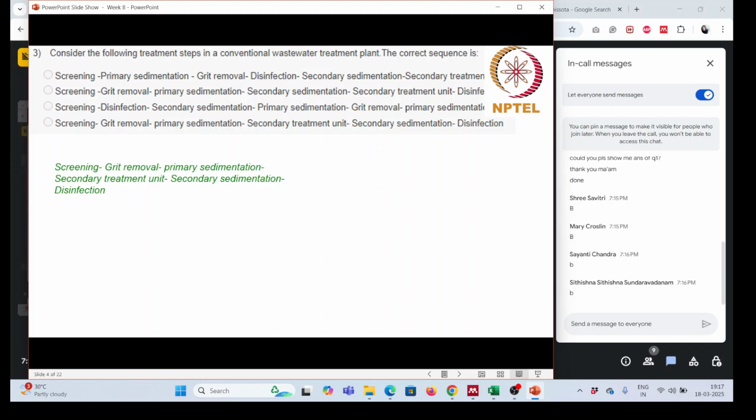So after secondary treatment, what happens? There are always some more suspended organic particles. Not 100% of the organic particles can be removed in the secondary treatment unit, so there is always some particle left. That kind of particle is removed in secondary sedimentation. That's why secondary sedimentation is kept after the secondary treatment unit. Further, there will be disinfection. So the correct option is option number D. Please note it down.